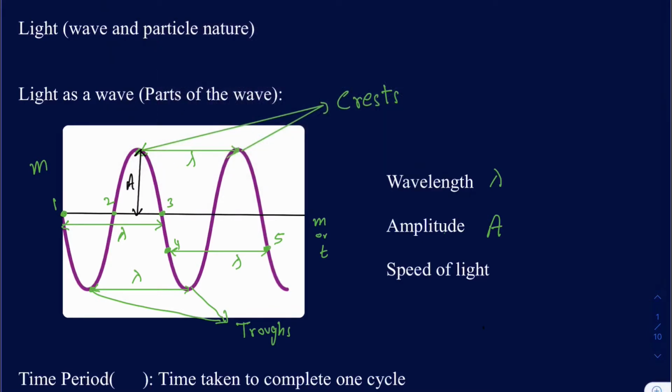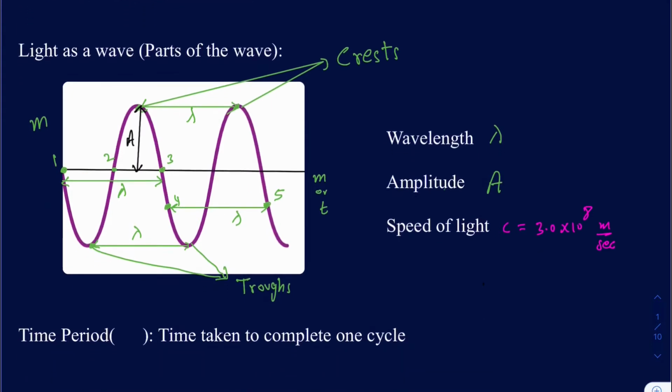And then in addition to the wavelength and the amplitude, you also want to be familiar with the speed of light. The speed of light is actually a constant, and the symbol is c, and it's going to be 3.0 times 10 to the 8 meters per second. You don't necessarily have to memorize that. That will be given to you for the most part.